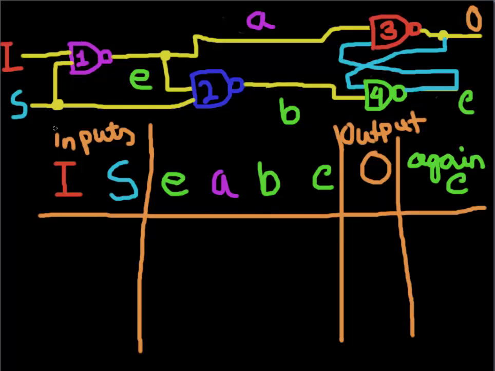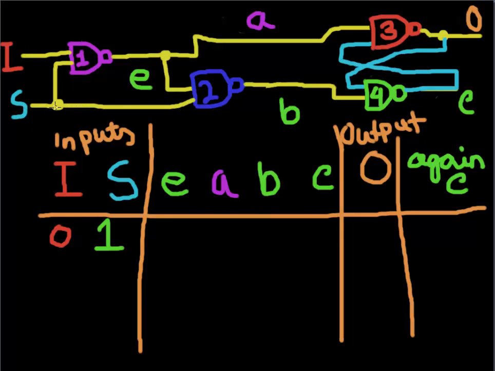So let me first tell about the case where the input is off. Let me use zeros and ones so it will be a little easier. The input is off, but the setter is on, which means that it wants to remember the I, which is 0, and make the O also 0. So let me show you how it works.